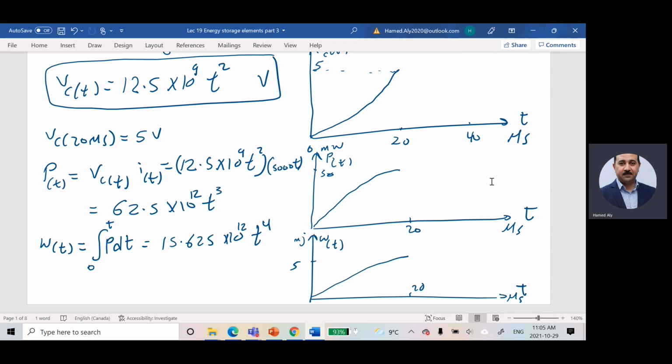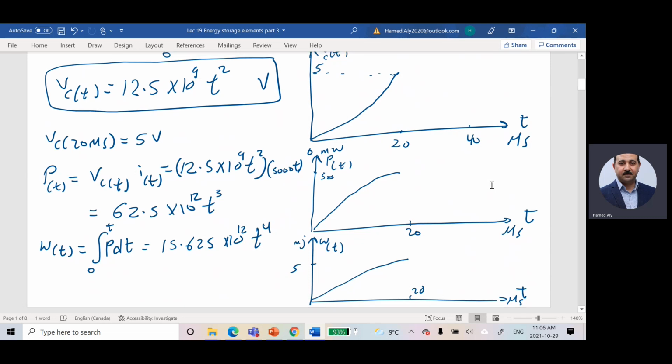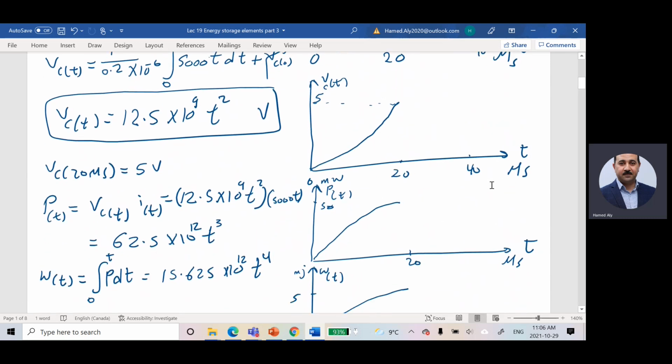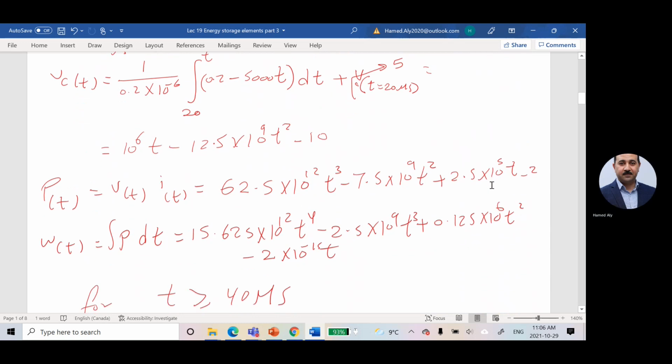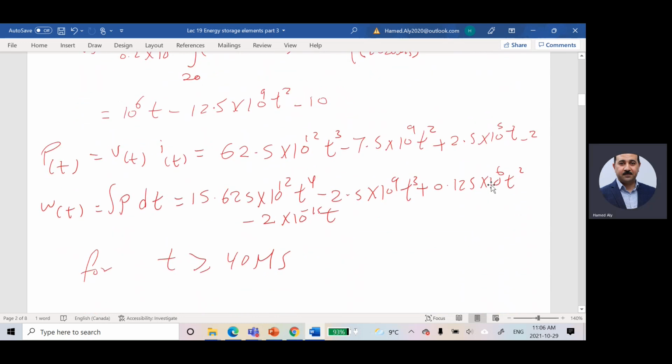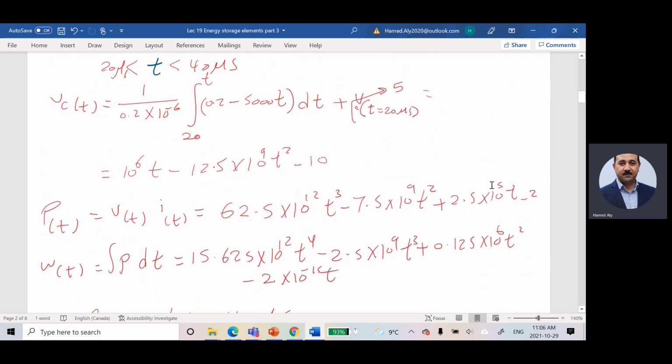Yes, you have a question. Your V, how did it go from -5 to then -10? Excuse me, which part are you talking about? Go down a little bit. Yes, right there, when you solve for V, you have 10 to the power 6 t minus 12.5, and at the end you get -10. Yes.